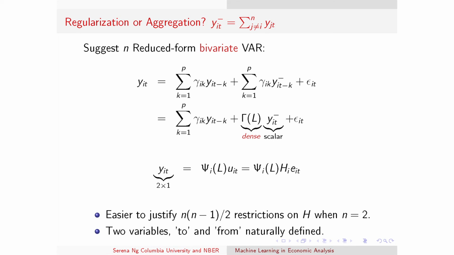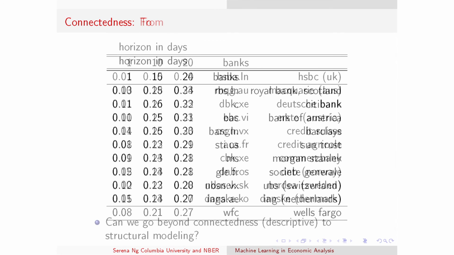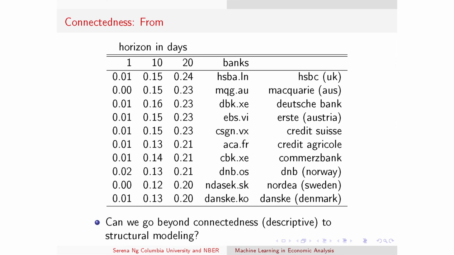I still have the to and from measures of connectedness, but now the variable Y_it, which is all variables excluding i, is a scalar, and I now allow the coefficient matrix to be dense. So I also get some connectedness. The Royal Bank of Scotland, which showed up early in the leverage scores, transmits more of its shocks to others, and also Citibank and Bank of America. The receivers of the shocks in this analysis are actually HSBC, some banks in Australia, and Deutsche Bank. So my point here is that when we have large dimension, we can reduce dimension at different levels.